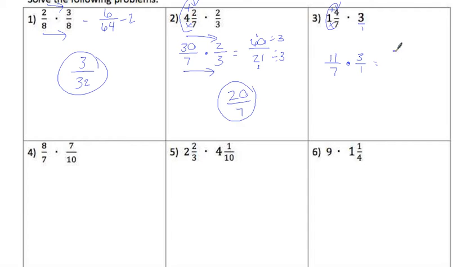11 times 3 is going to be 33. Remember, you're going across the top and across the bottom. 7 times 1 is 7. In this case, there are no more common factors, so it is done.